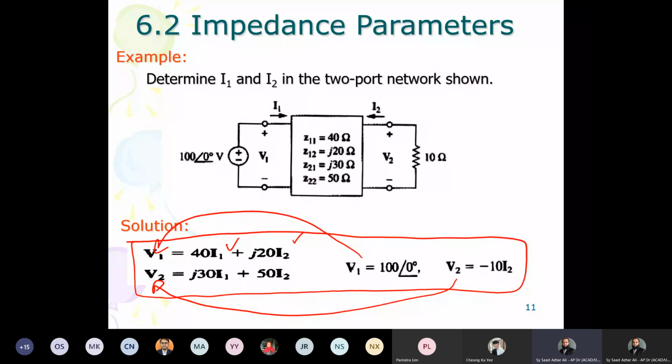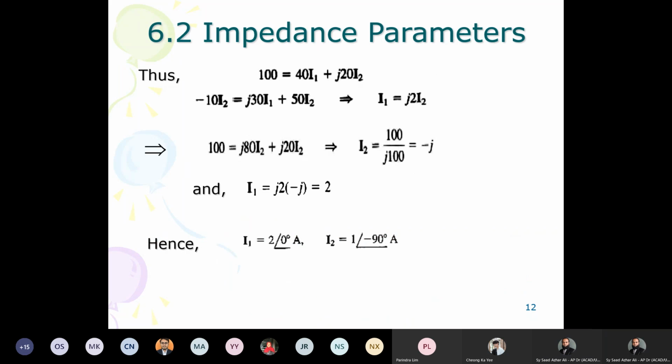Yes, sir. So please, everyone, there are free marks for you in this particular question. Don't miss out. Just put the values here and here, and solve and find.